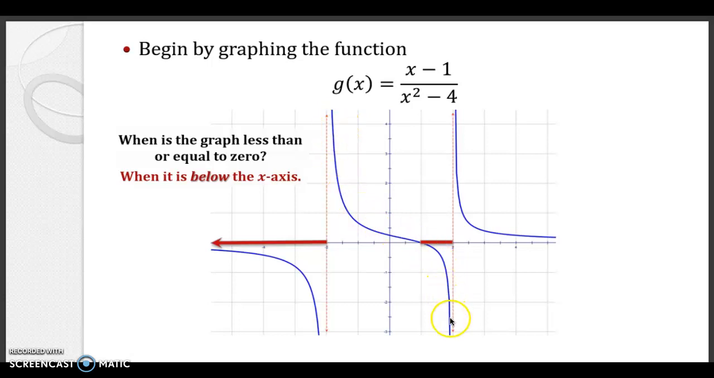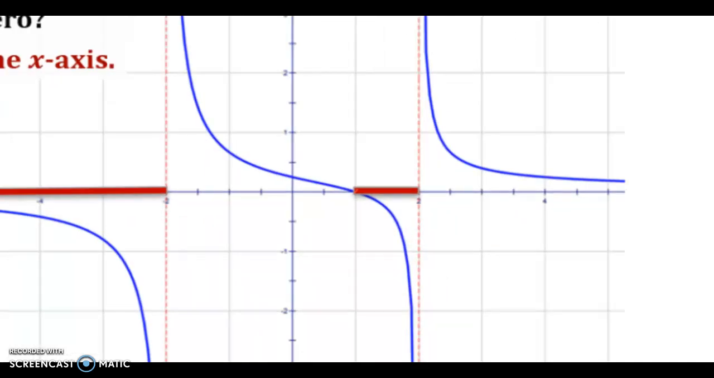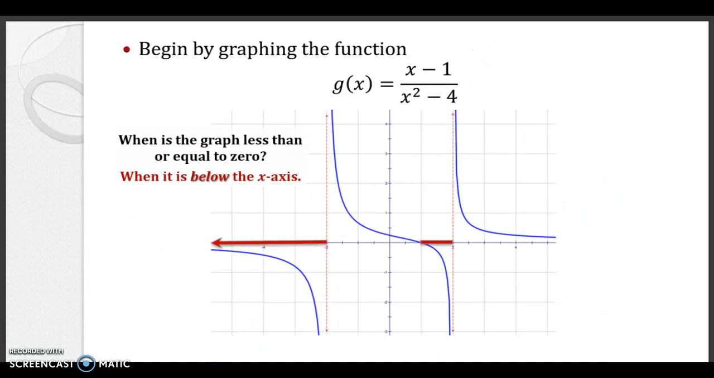When we look at this function, g of x equals x minus 1 over x squared minus 4, we can see that the asymptotes and the zeros might make a difference in where the function is below the x-axis or above the x-axis. When we're concerned about a function being less than or equal to 0, then we're concerned about when the function is below the x-axis or when it hits the x-axis, as in the case of an x-intercept, like right there.